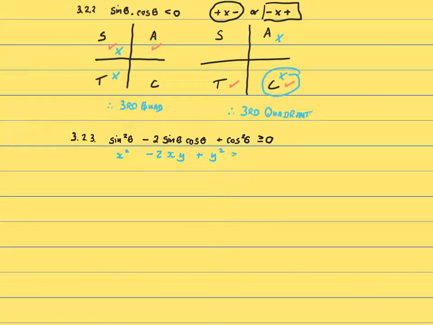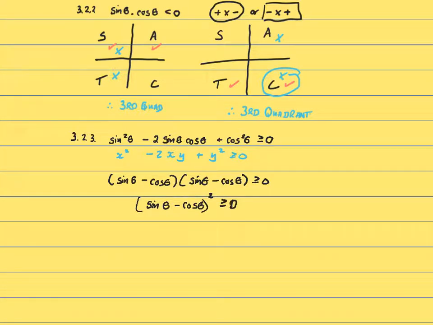Surely I could factorize that. Okay, it's going to be x minus y and x minus y. So if I go back in, I'm going to have sine of theta minus cos of theta, all times the sine of theta minus the cos of theta. And if I rewrite that, I'm going to have sine of theta minus the cos of theta all squared must be greater than or equal to 0.